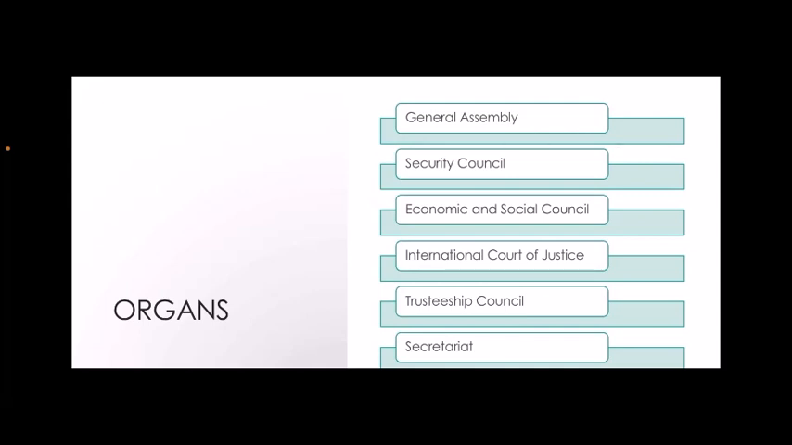The next affiliated organ that we will see is UNESCO. It works towards peace and security in the world by promoting cooperation between member countries in the fields of education, science, and culture.